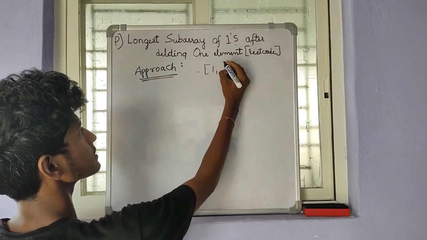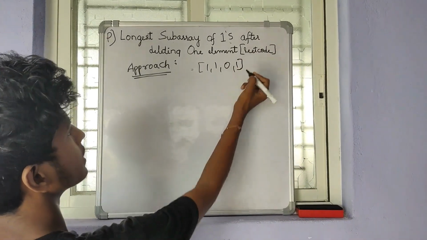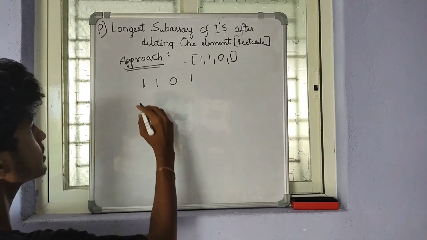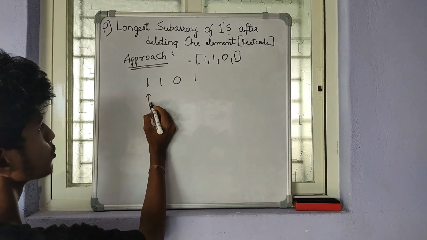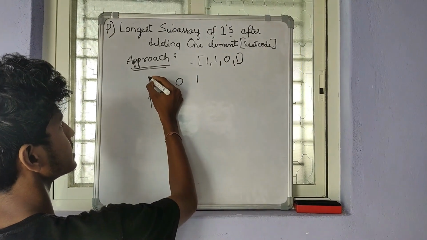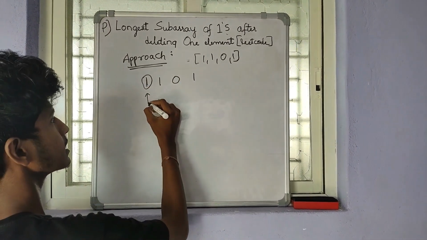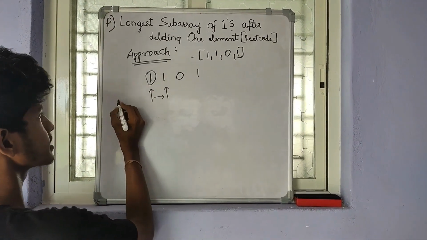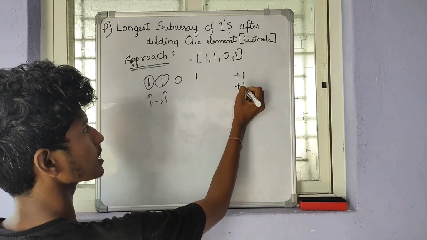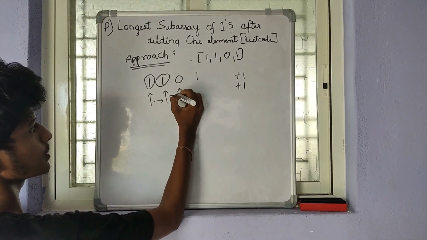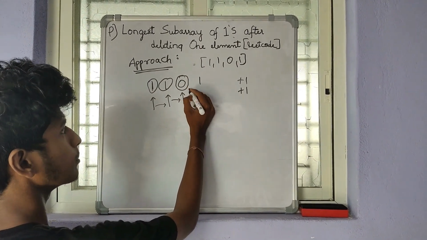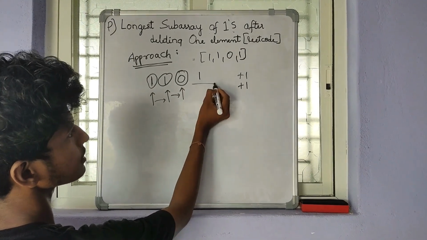See, this is an array. This is the first test case. Now I'll tell you the approach. My approach is whenever you see one, you move the pointer and increase the count. When I move this, if the array value is not equal to 0, then move the pointer and increase the count by plus 1, and again it is not equal to 0, again increase the count. Now I'll move the pointer, and if you see 0, then you have to check how many ones are there after this 0.